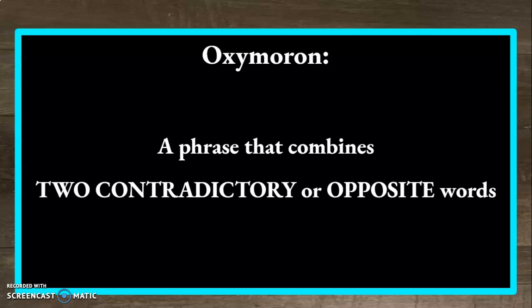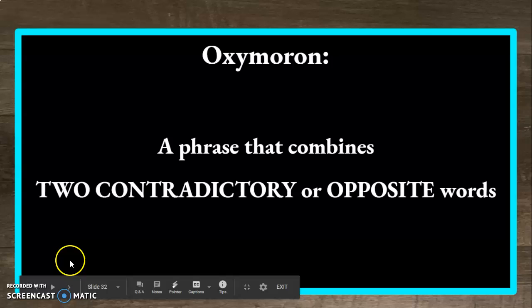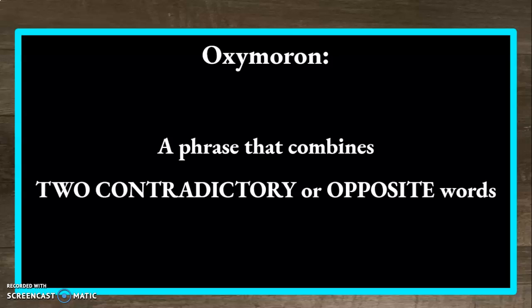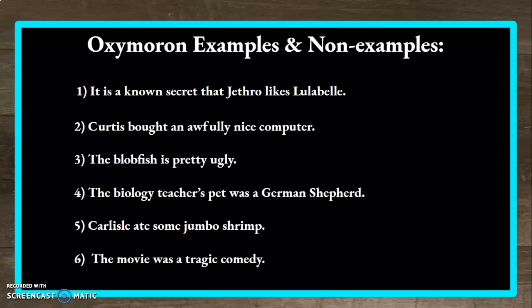This is new. Oxymoron. We did not talk about oxymorons before you left. And it does not mean a person who is not very intelligent. It is a phrase that combines 2 contradictory or opposite words. So you want to look for 2 words that seem to mean the opposite of each other in the same sentence. Try this. Again, pause your screen.